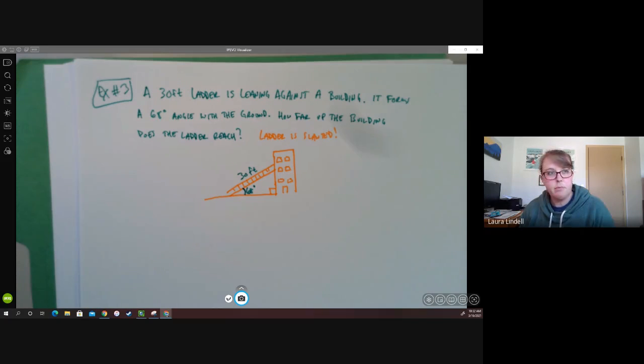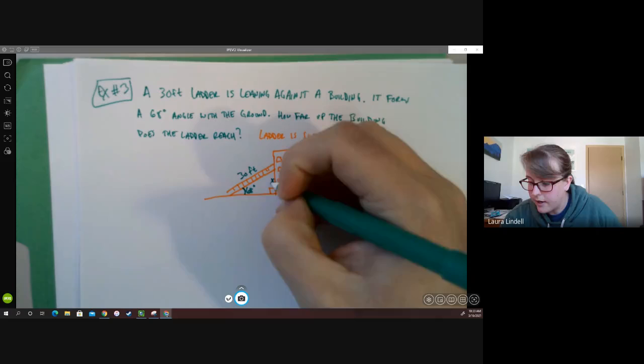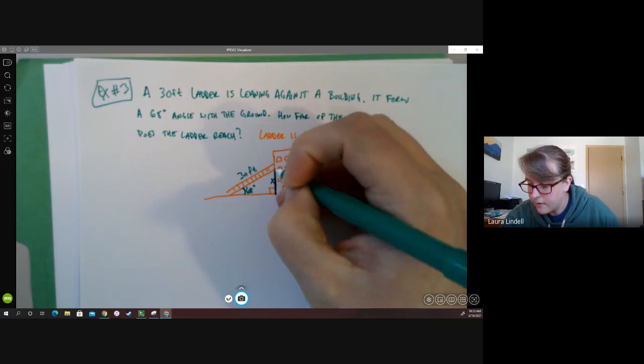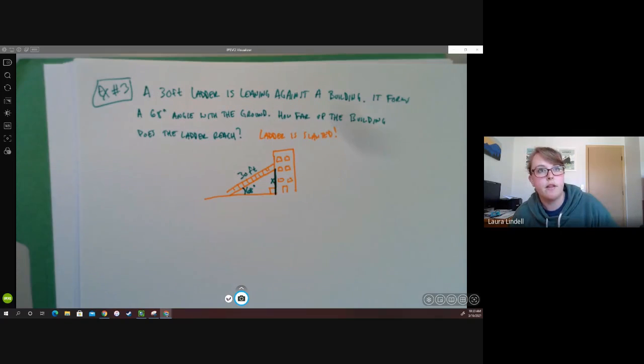How far up the building does the ladder reach? So basically, how high am I going to get off of the ground using this ladder? That would be this side here. That's how tall the ladder gets off the ground, or how high up the building it goes.